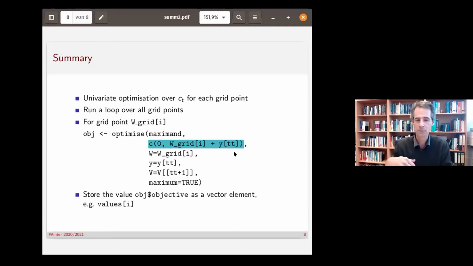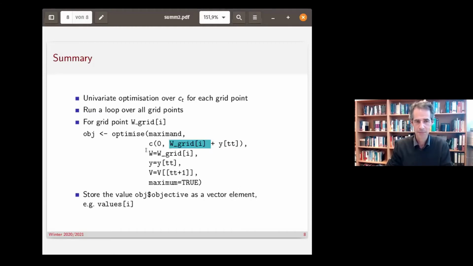We know that consumption must not be negative, because then utility would be minus infinity. Actually, at 0, it's minus infinity, but let's skip that problem here. And the maximal amount of consumption is to just consume everything that's available in that period. And this would be, well, the wealth, if we start at that grid point, plus income in that period.